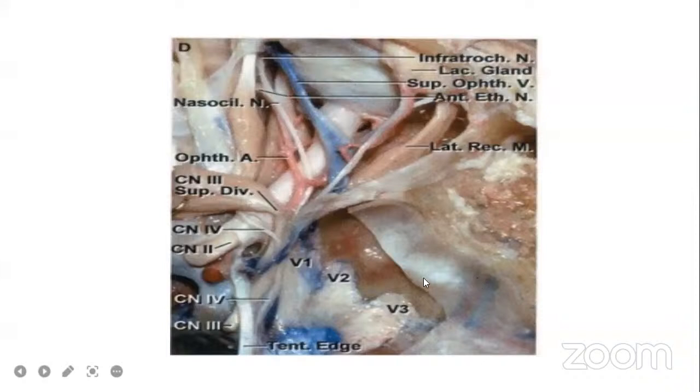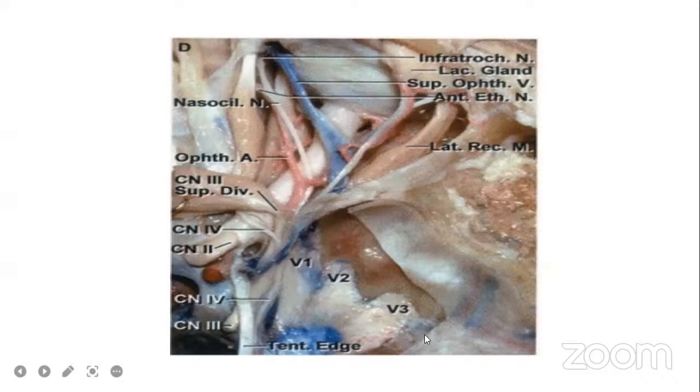After removing the frontal nerve, with the levator muscle and superior rectus divided, it exposes the superior ophthalmic vein, ophthalmic artery, and nasociliary nerve. As shown here, the nasociliary nerve and superior ophthalmic vein are reflected. Here is the superior division of cranial nerve 3, the oculomotor nerve.